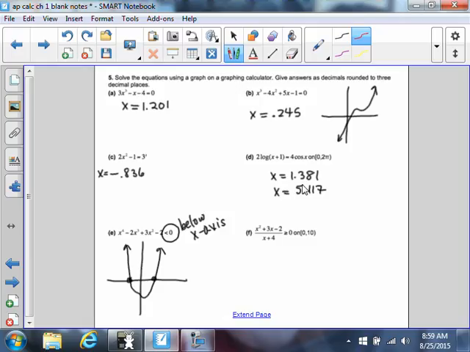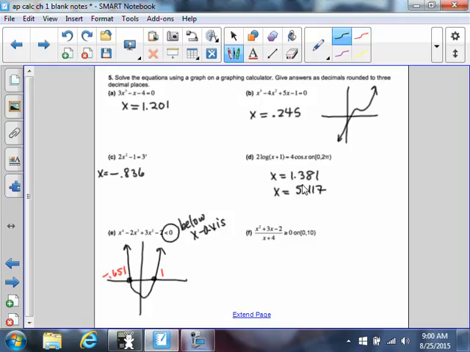All right, so for this one we get negative 0.650, well no, we'll round up. So negative 0.651. And this other one, second trace 0. Left bound is now below, right bound is now above. Guess you get 1.